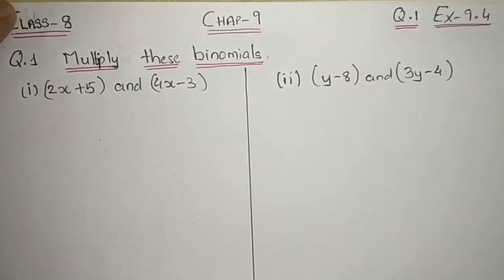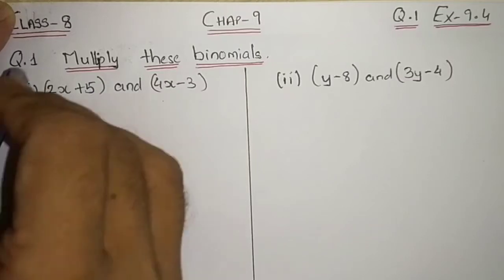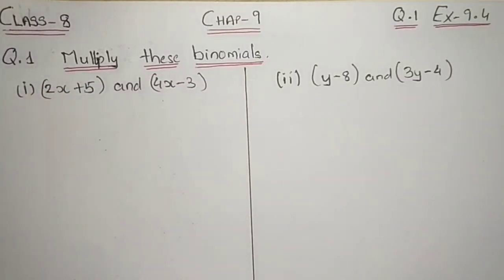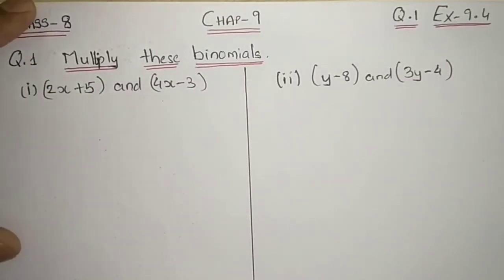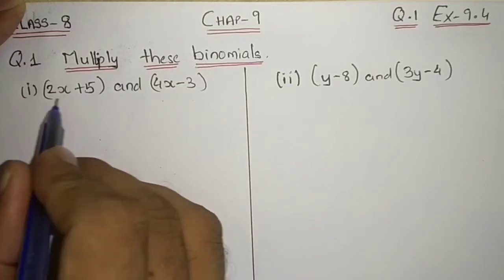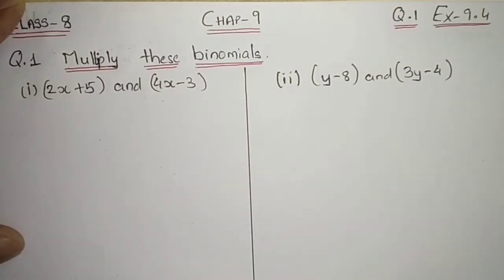Good morning, students. Today we are going to solve question number 1 of exercise 9.4 of chapter 9. Question number 1 says multiply these binomials, and they have given us 6 parts. They have told us to multiply the binomial with the other binomial. So how will we multiply?